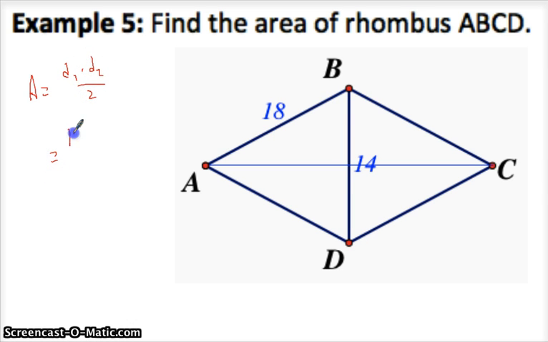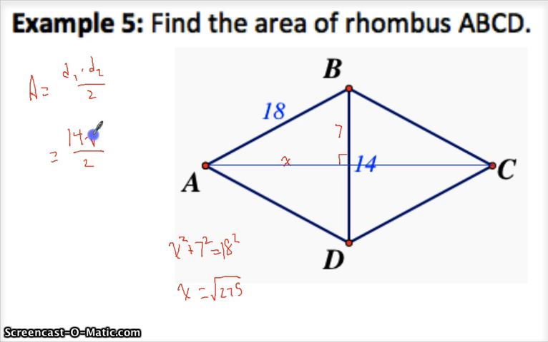d1 I'm going to call 14. I need the other diagonal, which is the distance from A to C. Well, this is 7. This is a right triangle. I could use Pythagorean theorem and find this whole thing. I'll start using x's for this. X squared plus 7 squared equals 18 squared. Look how much Pythagoras I've used today.